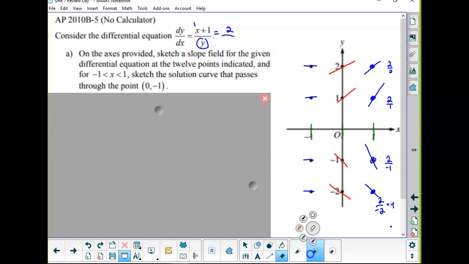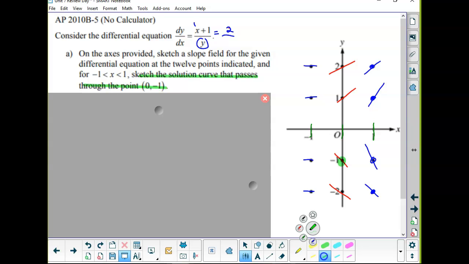You're not going to get any extra points for writing those slopes, so I kind of like to have those disappear. And then the question said, sketch a solution curve that passes through the point 0, -1. So we're going to go over 0, down 1. That's my point, or my solution. That's where the curve is going to go through.